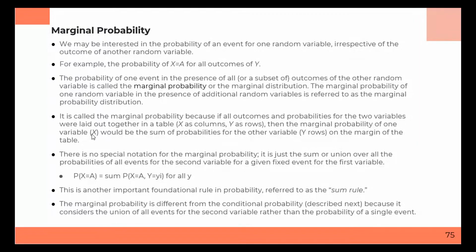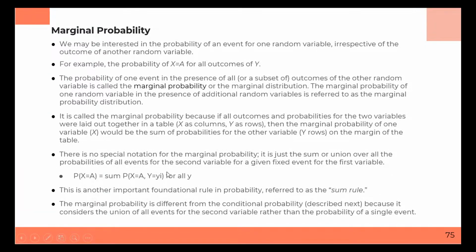So when I have, for example, 10 rows, then I have 10 values changing in the first column. So the first column, the column name itself, is my variable. Here I am naming the first column as x. Alright. Here we have the statement: the marginal probability of one variable, that is x, would be the sum of probabilities for the other variable y rows on the marginal table. Understand?